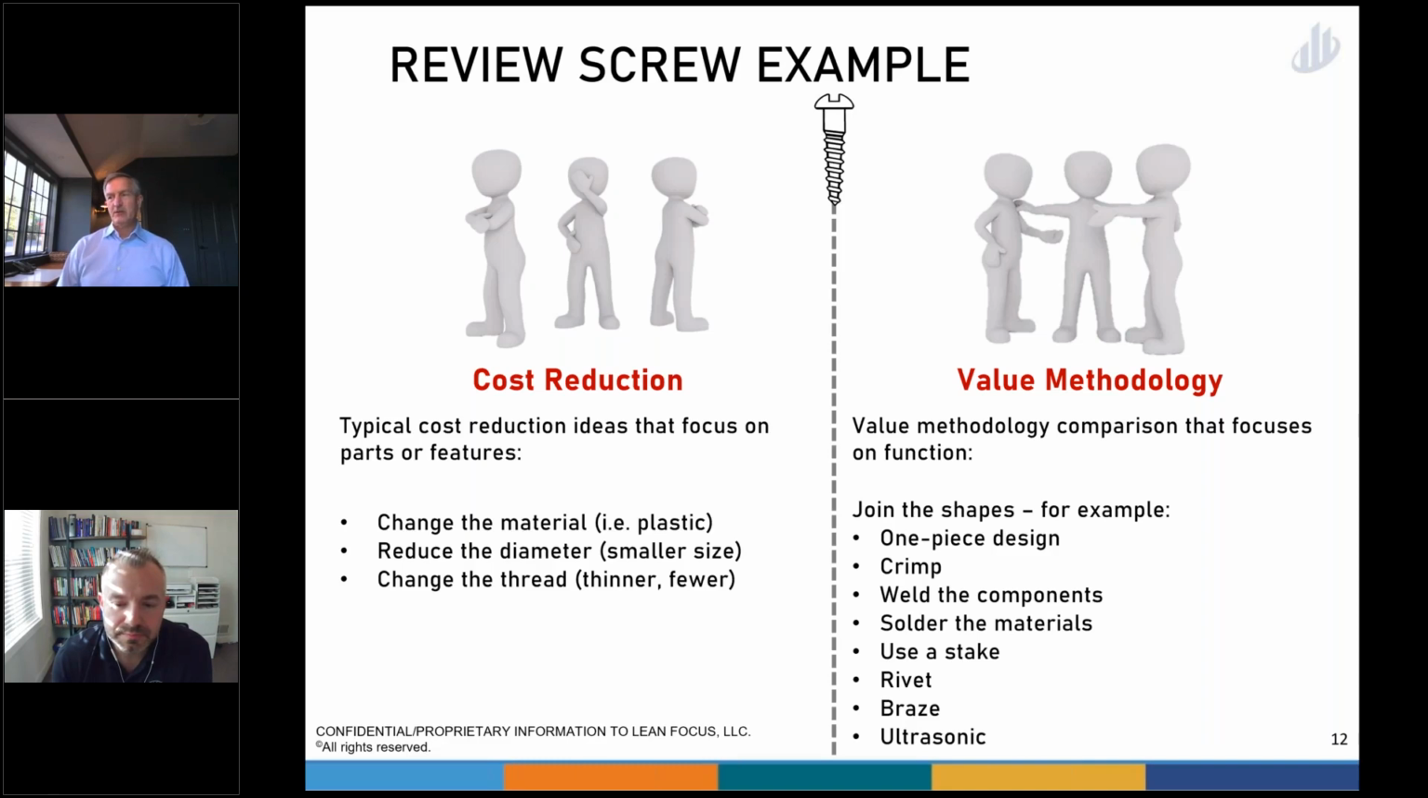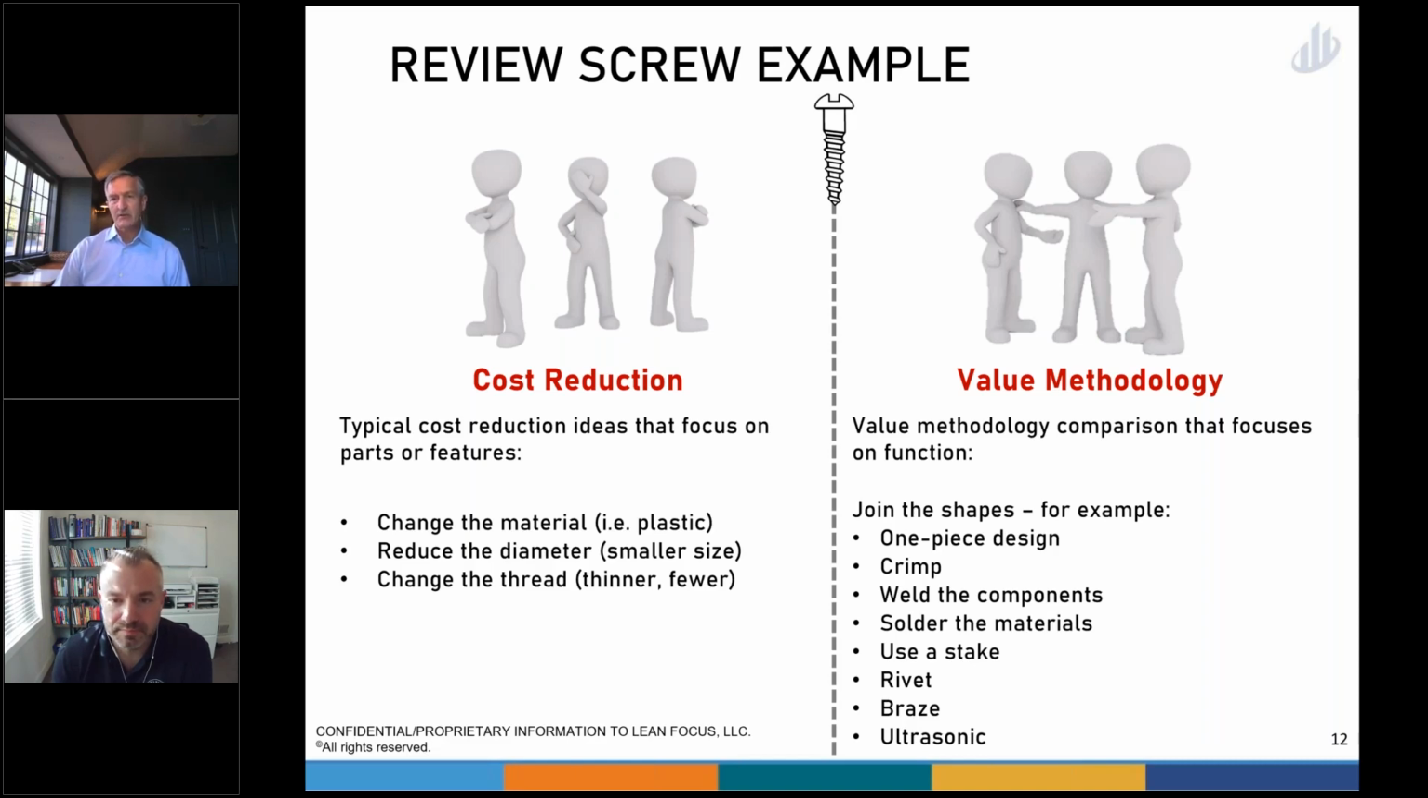From a value methodology perspective, you really want to look at the function of that fastener, this screw, and say, could we join these shapes together and make this one component that doesn't need a fastener? Can I crimp it so it doesn't have another part? Can I weld it? Can I braze it? Can I use ultrasonic welding, rivet it, use a stake? Really looking at, okay, what's the function of that screw, and trying to come up with, okay, it's a fastener.